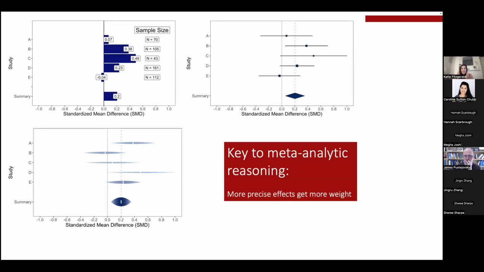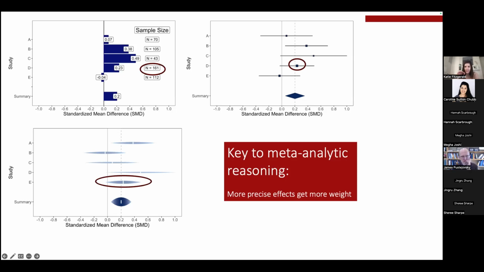And so really the key idea to meta-analytic reasoning is that more precise effects get more weight, right? If we boil it down, that's the key idea in meta-analysis. And all three of these visualizations are making different choices about how to display meta-analytic weight, right? So we have weight sort of as proxy displayed as sample size in the bar plot. We have it displayed as the size of the square in a forest plot. And then we have it as a combination of height and transparency in the raindrops here.